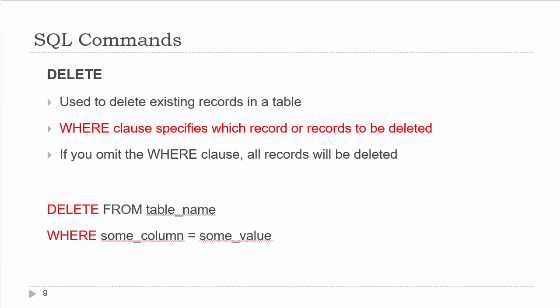The delete command is used to delete a record. Period. Deletes the whole record. If you want to change part of the record, you use the update command. You need the where clause for the delete to specify which record or records will be deleted. If you omit that, all of the records will be deleted, the whole table.